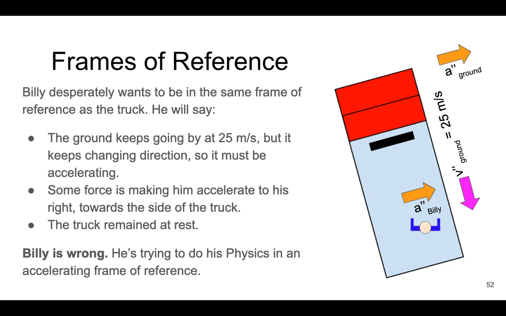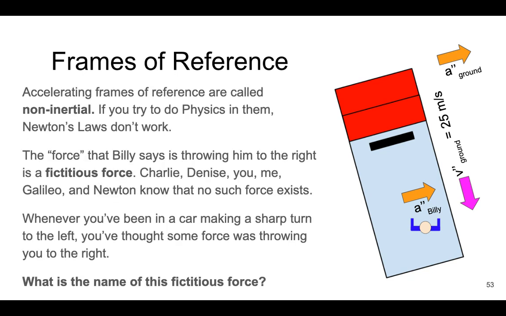Billy is trying to do his physics in an accelerating frame of reference. He wants to be in the frame of reference of the truck, but the truck actually is accelerating. So accelerating frames of reference are called non-inertial. If you try to do your physics in them, Newton's laws aren't going to work. If you make all of your measurements in a non-inertial frame of reference, and you measure your positions, your velocities and your accelerations, and you try to figure out what's going on, Newton's laws just don't work.